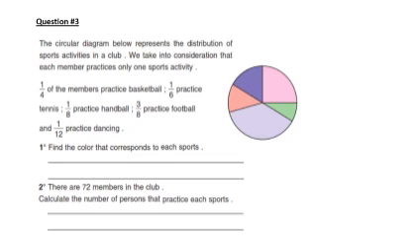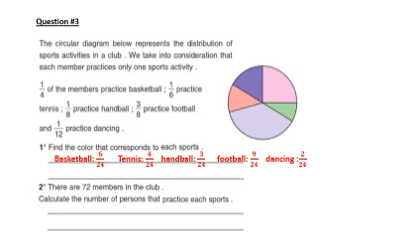Before we do anything, I can't compare them unless all these fractions have the same denominator. If you check the denominators, we have 4, 8, 6, and 12. So the common denominator for all of them is 24. In this case, basketball will be 6/24, tennis 4/24, handball 3/24, football 9/24, and dancing 2/24. Why did we make them the same denominator? Because I can't compare fractions unless they have the same denominator.